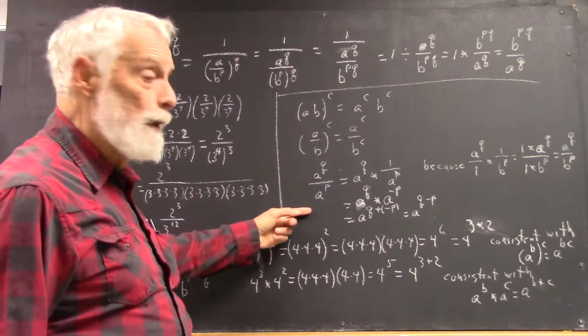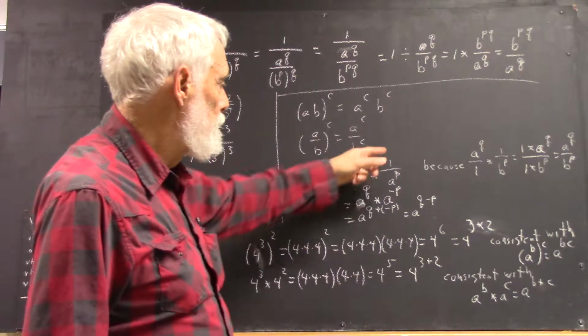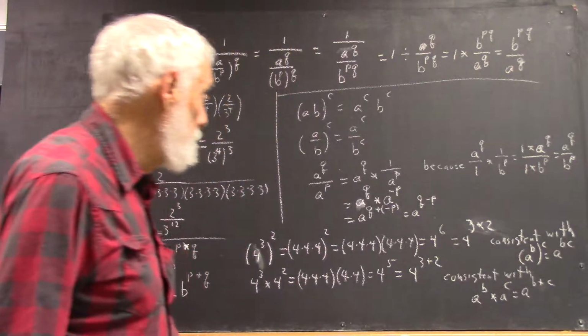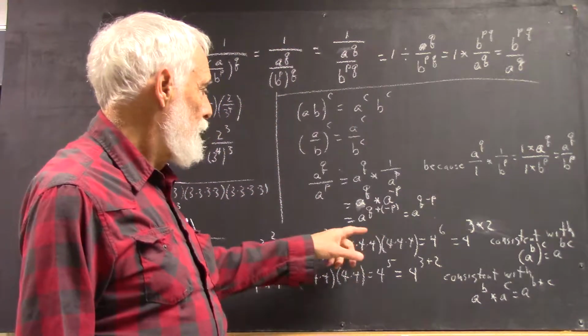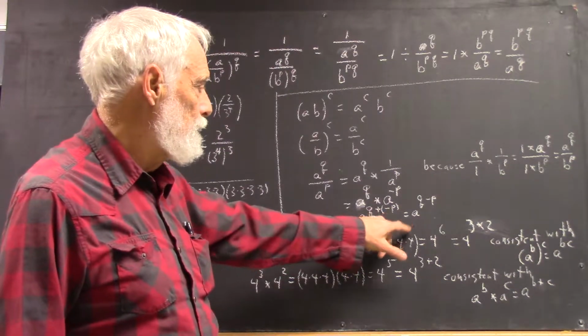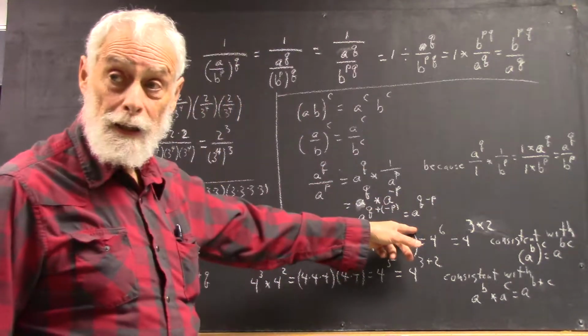A to the q divided by a to the p, same base, means a to the q times the reciprocal of a to the p, which is a to the q times a to the negative p, which then is, by this rule, a to the q plus negative p, which is a to the q minus p.